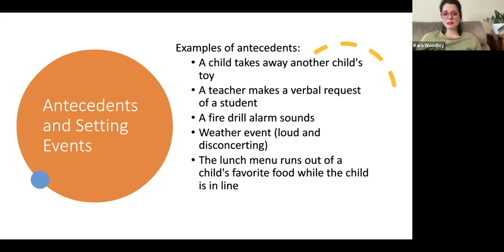I want to start with antecedents and setting events. When we're doing our behavior plan, I'm asking you to look at some antecedents, maybe the consequences, maybe the function of the behavior, just to get a big-level overview of your students' reasons for the behavior. We're going to talk about antecedents, setting events, and how they're different. An antecedent could be a child taking away another child's toy, a teacher making a verbal request of a student, maybe a fire drill, maybe a weather event like thunder and lightning, or maybe the lunch menu runs out of the child's favorite food while the child is in the lunch line. An antecedent is something that happens, and the immediate effect is the behavior. So it's almost immediate. It happens right away.